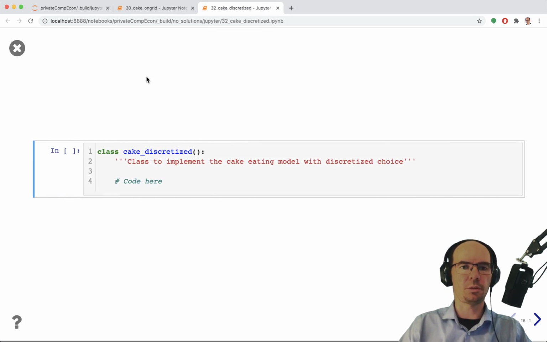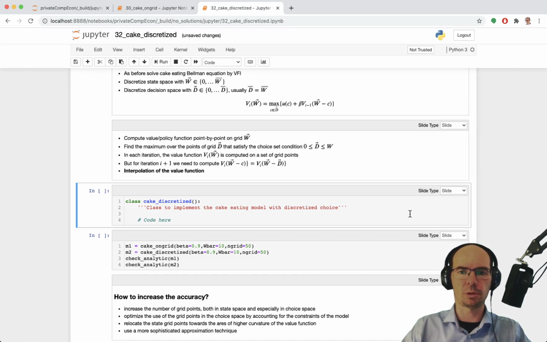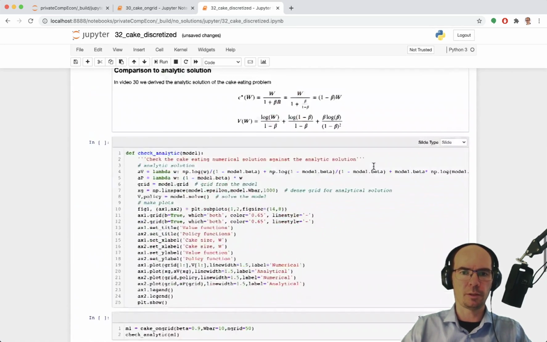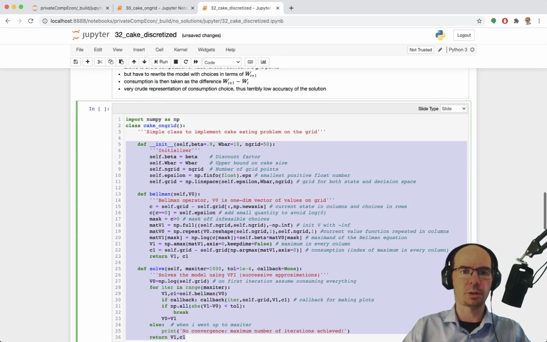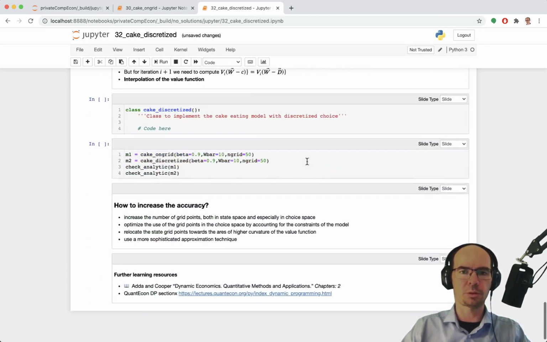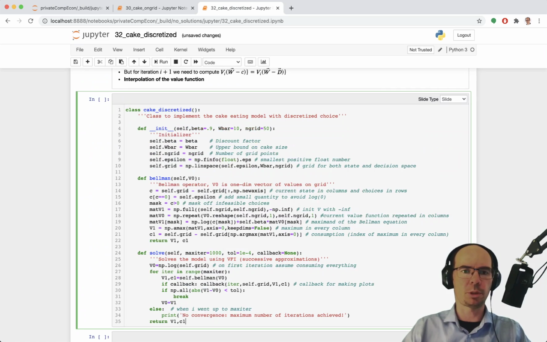All right, so here's the task. We will have to code up the new version of the cake eating model. Let me go to the normal notebook mode here. Because the models are so similar, I'll just start with the code of the solution on the grid and first of all copy it over here. We are writing a new class to implement the cake eating model with discretized choice.